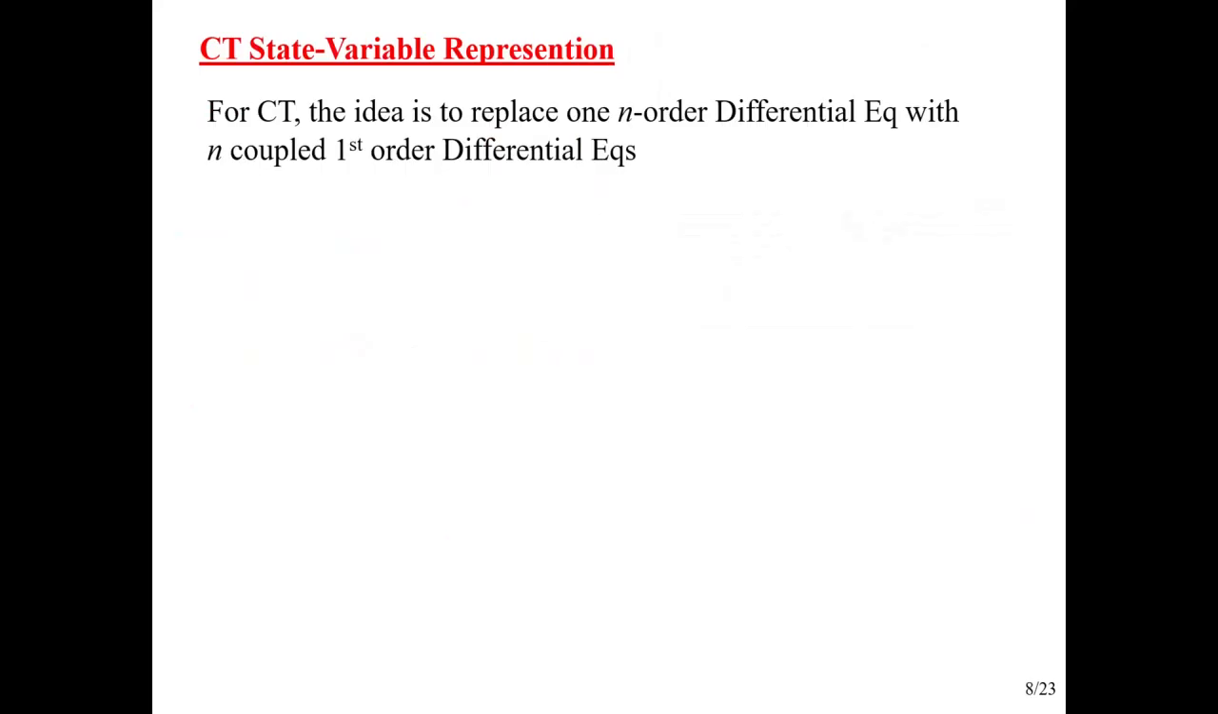All right, let's get into how this thing arises. So we're going to go back and remind you a little bit about continuous time state space or state variable representation. If you remember, the idea was to replace one nth order differential equation with n coupled first order differential equations. And the coupling is accomplished by writing it out in matrix and vector form. That's why this is sometimes called the state vector representation.